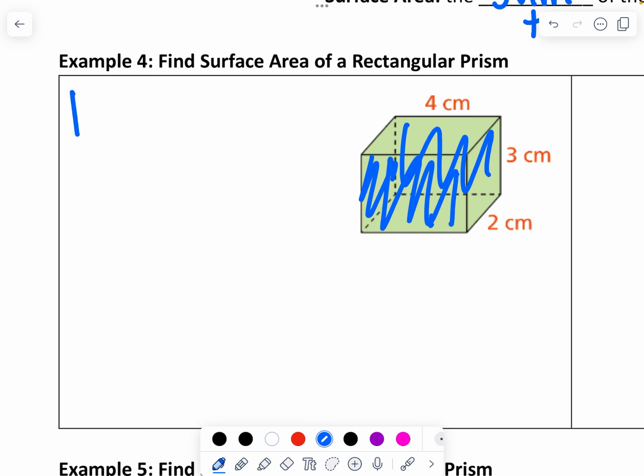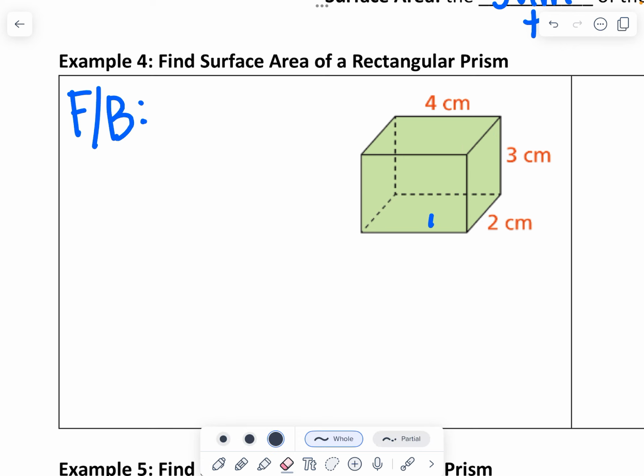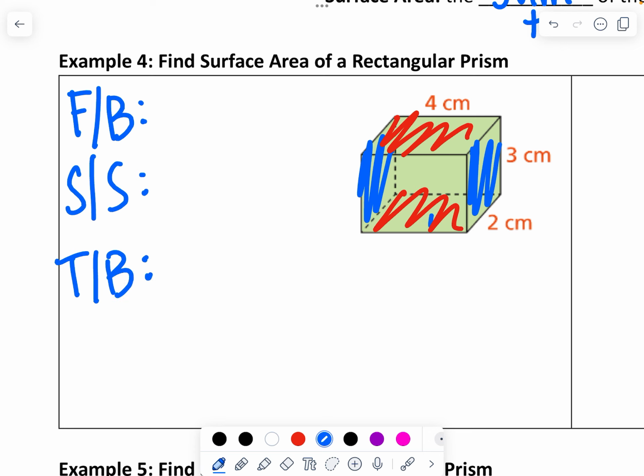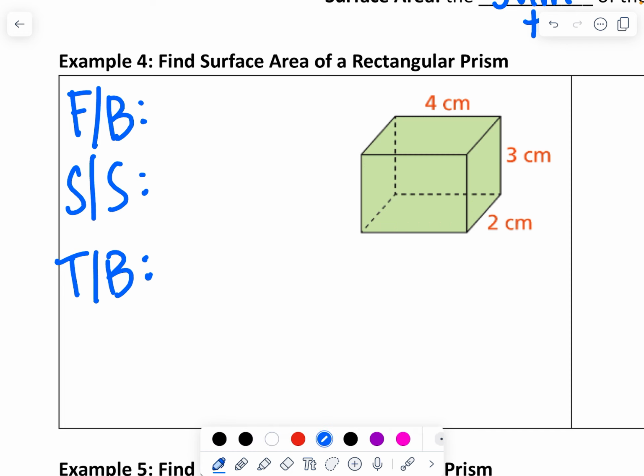the back. So that's going to be F/B. And then we also have side/side. And then we have top/bottom. Those are the 3 we're going to find. So let's start with the front and back. So the front right here is this, or you can use the back. They are the same thing, so that's why we put them together.